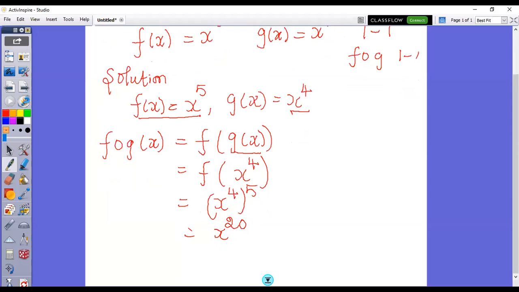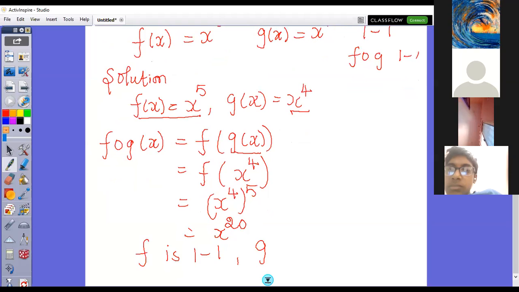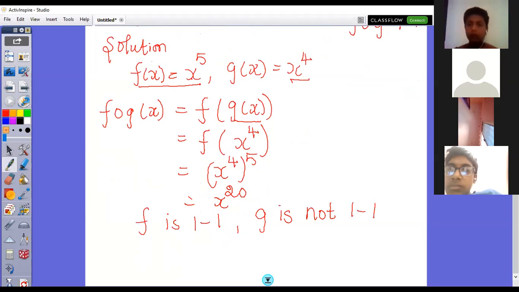This is f is one-one. F is a one-one function. So g is not a one-one function.